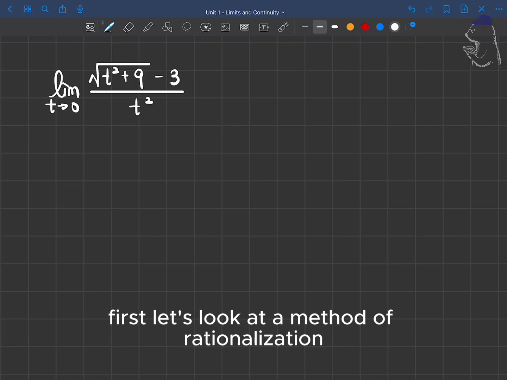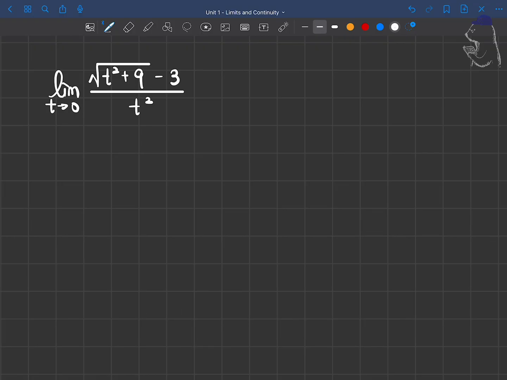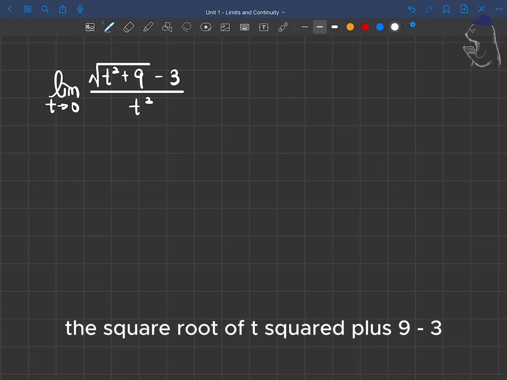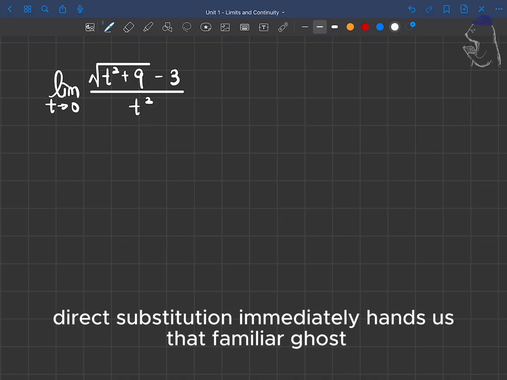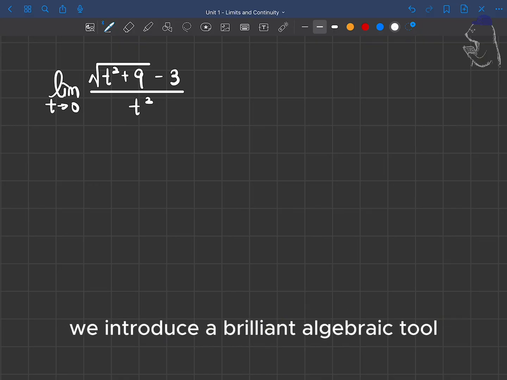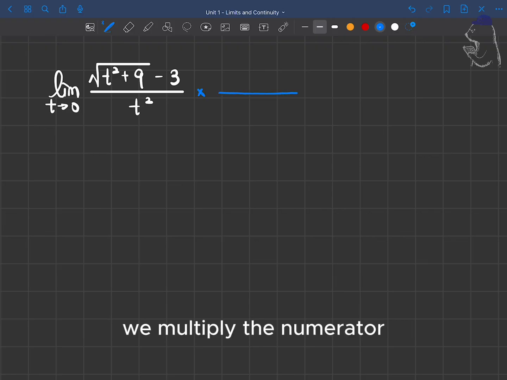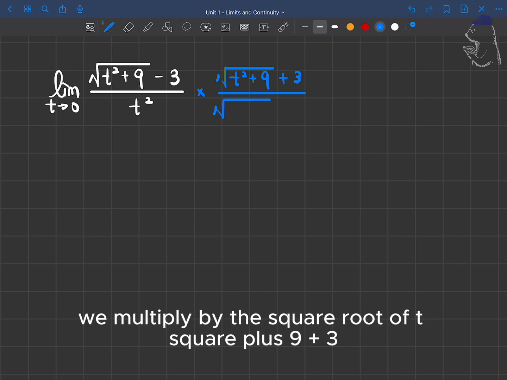First, let's look at a method of rationalization when dealing with radical expressions. Suppose we're asked to find the limit as t approaches 0 of the fraction, the square root of t squared plus 9 minus 3, all divided by t squared. Direct substitution immediately hands us that familiar ghost, 0 over 0. To break this open, we introduce a brilliant algebraic tool. We multiply the numerator and the denominator by the conjugate of the expression on top. So, we multiply by the square root of t squared plus 9 plus 3.